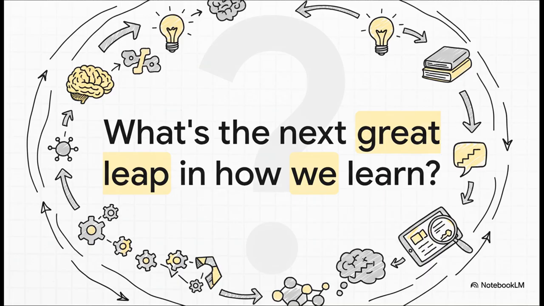Transfer learning, at its heart, is really just an attempt to copy a fundamental way that we humans learn so well. So as our machines get better and better at it, it leaves us with one last big question to think about. What's the next great leap in how we learn?